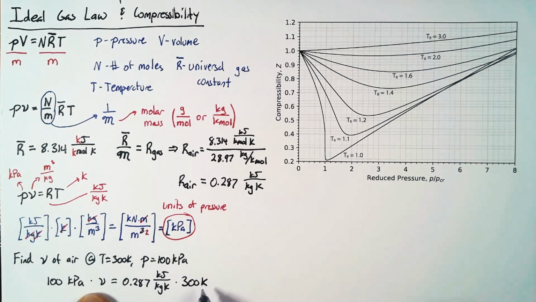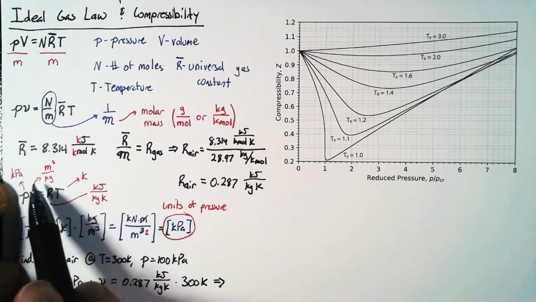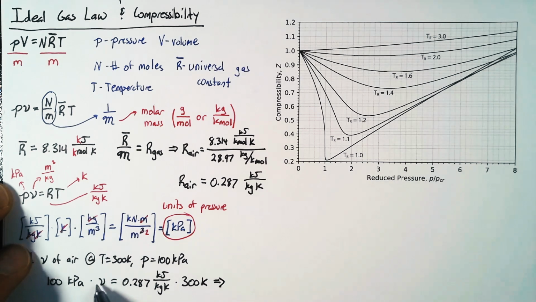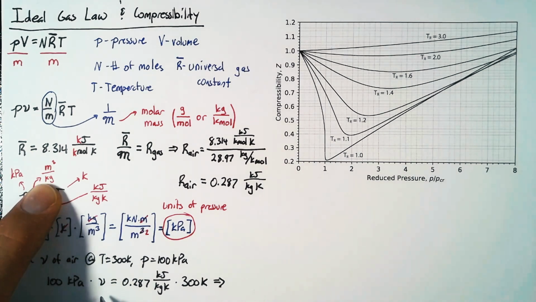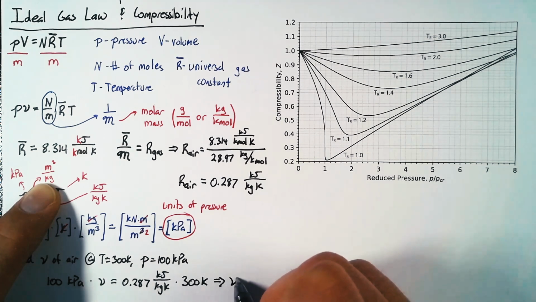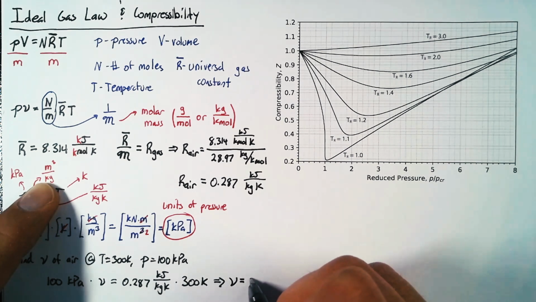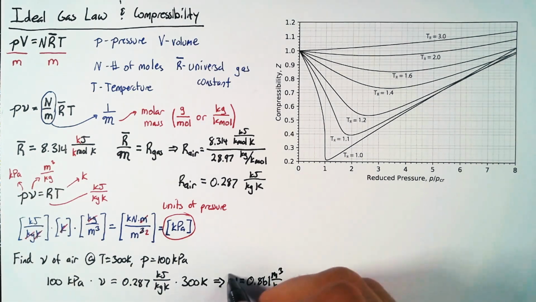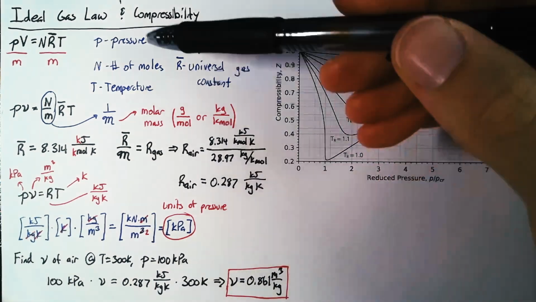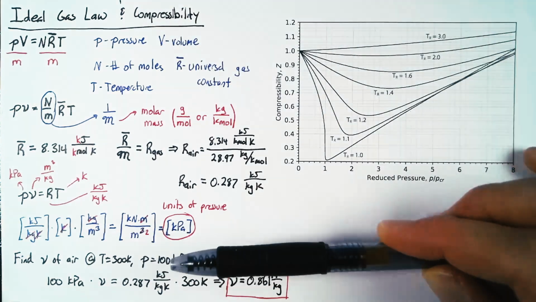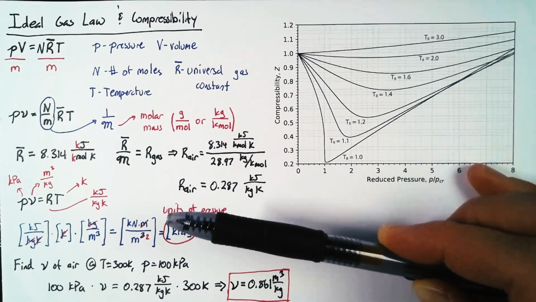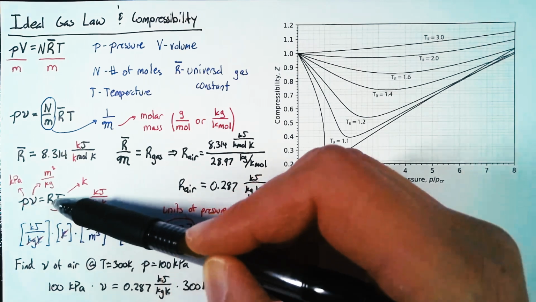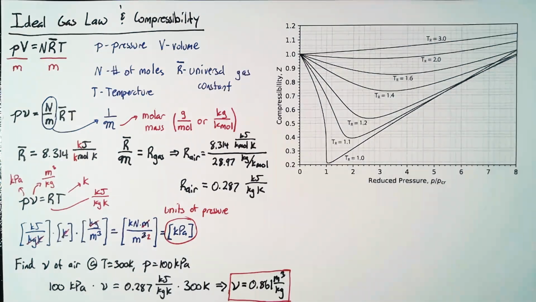And if we multiply these out, we know that because we used the correct units, the specific volume is going to end up being meters cubed per kilogram. And so our V here is going to be equal to 0.861 meters cubed per kilogram. So this is how we run through the ideal gas law. And again, if we know any two of these three values, we can figure out the third.